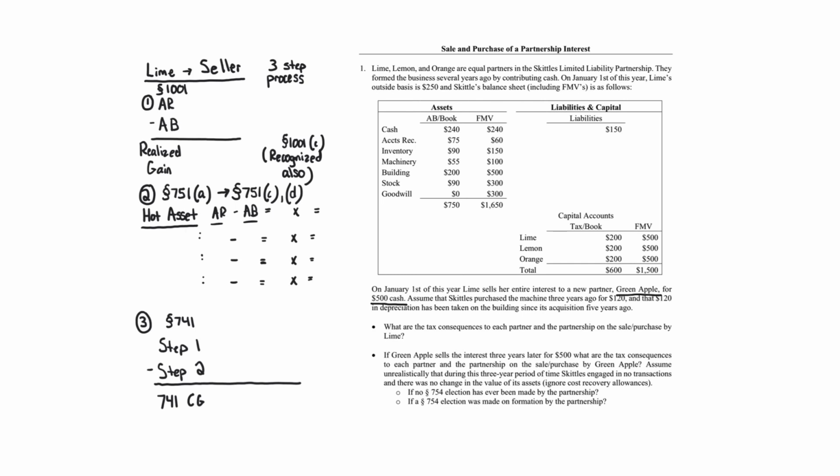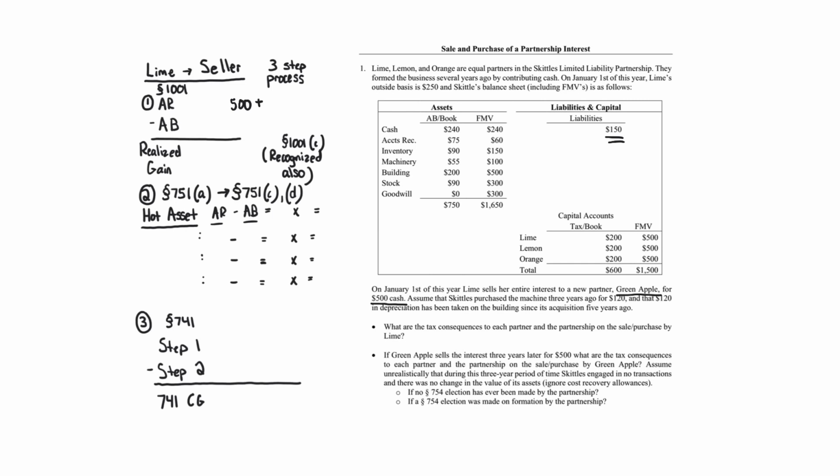So let's calculate the amount realized with respect to Lime. Amount realized is made of 4 things: actual cash, constructive cash or liability relief, fair market value of non-cash property, minus selling expenses. So first thing is we know that Lime is getting $500 of actual cash, plus the partnership is showing a total of $150 of liabilities.